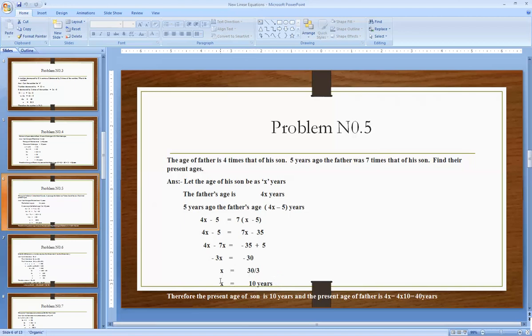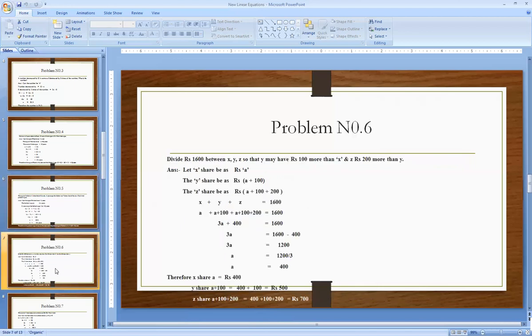So with the help of these, we found out the present age of the son is 10 years. Then the father's age, that is 4x, which we assumed, 4 into 10 becomes 40 years. Therefore, the present age of the son is 10 years and the present age of the father is 40 years. So this is how to calculate the ages of son and father.